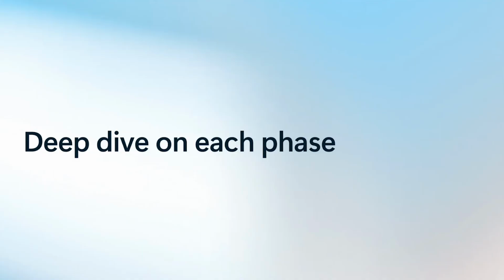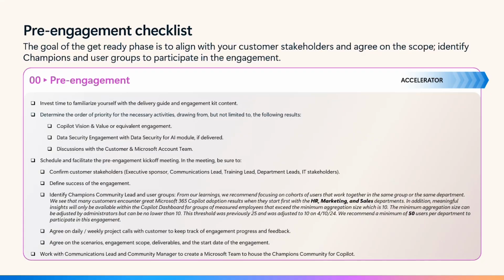Let's go now to the next step, which is to deep dive on each phase. We already talked about the pre-engagement. Just to give a small reminder of what we have under the pre-engagement: invest time to familiarize yourself with the delivery guide and engagement kit content, determine the order of priority, Copilot vision and value, data security engagement, discussion with the customer, Microsoft account and team, and schedule and facilitate the pre-engagement kickoff meeting.